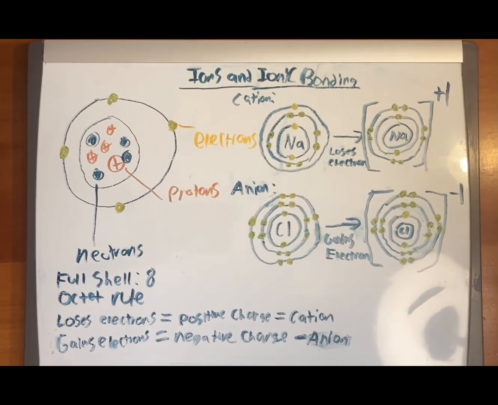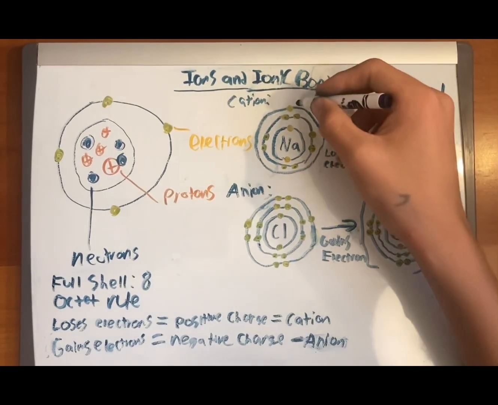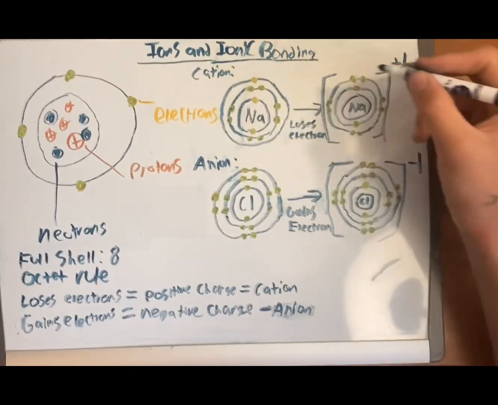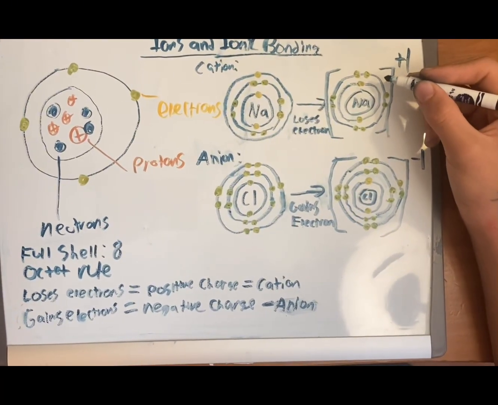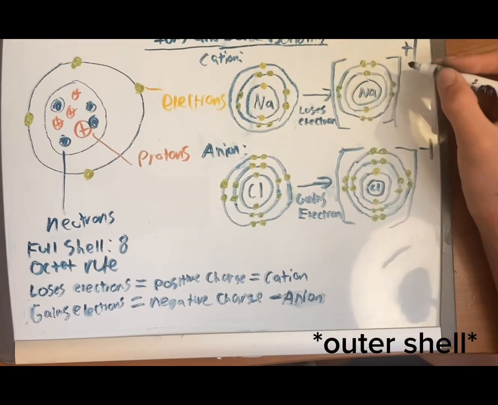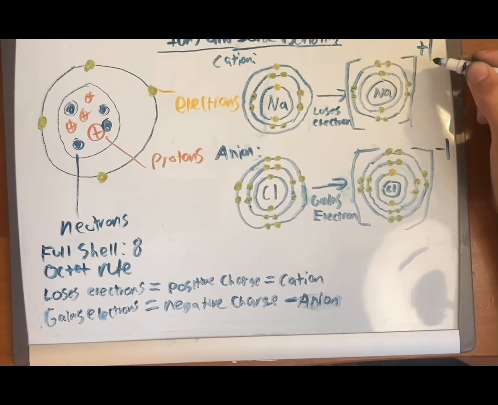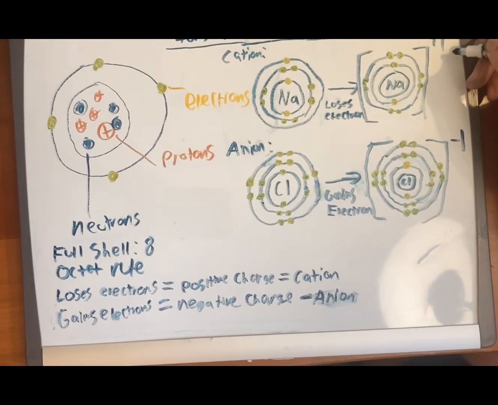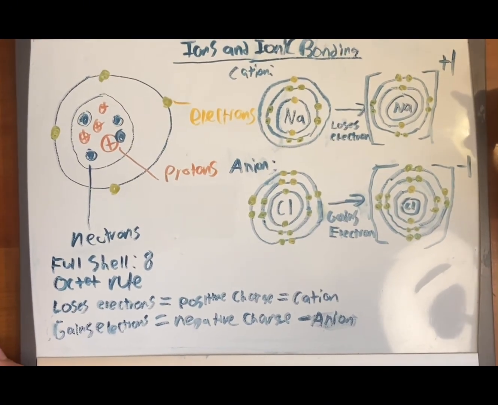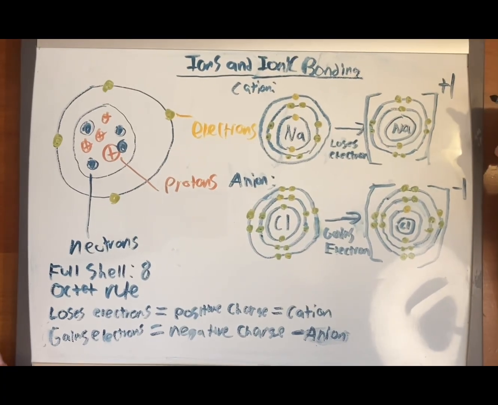So the first example is sodium. Sodium loses its last shell because it wants to follow the octet rule where it has 8 in its valence electron. Because it loses 1 electron, it has a +1 charge due to the 1 electron it's lost. This leads to it being a cation.